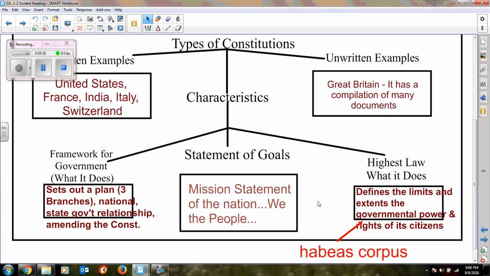In the center box, we're going to talk about the preamble of the Constitution. The preamble is the famous one sentence that opens our country's Constitution. It is called "We the People." We the people of the United States, in order to form a more perfect union, establish justice, ensure domestic tranquility, provide for the common defense, promote the general welfare, and secure the blessings of liberty to ourselves and our posterity, do ordain and establish this Constitution for the United States of America.